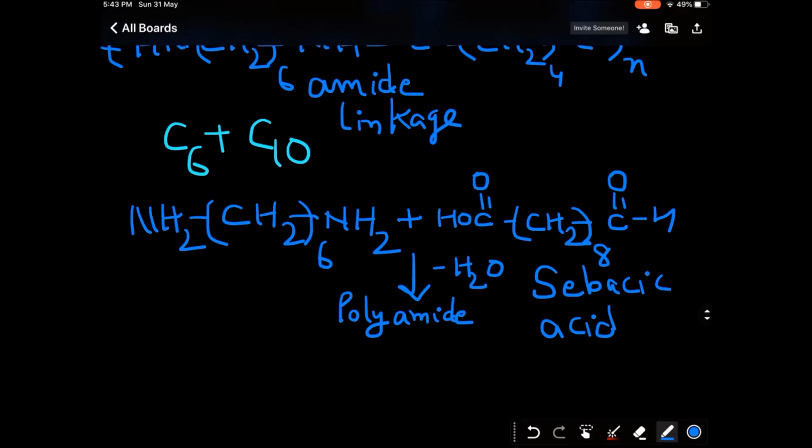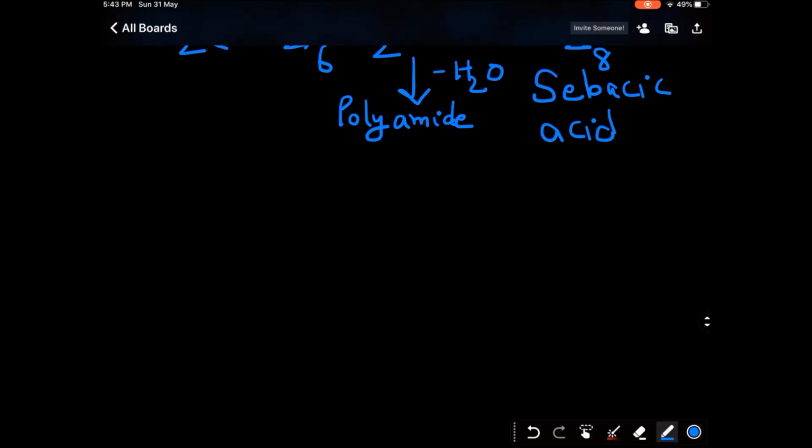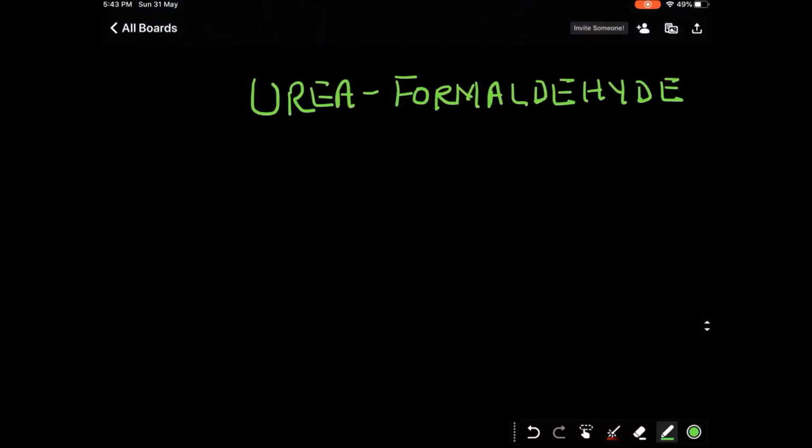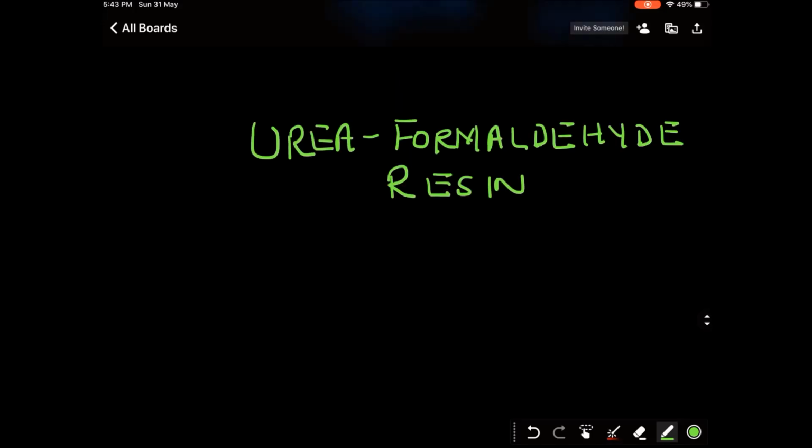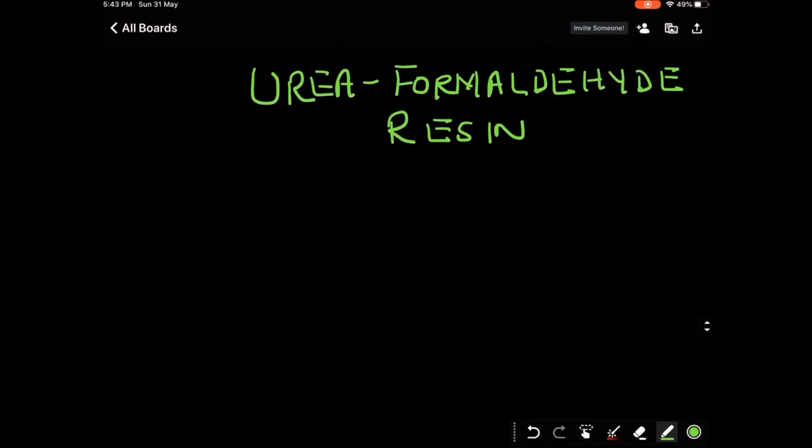Now we come to the next polymer, so this is also a condensation polymer. As the name itself suggests, what are the monomers in this case? The monomers are urea. Urea can be written as NH2 C double bond O NH2.